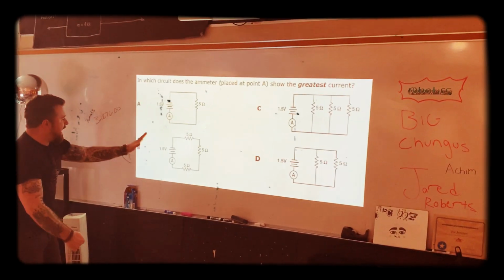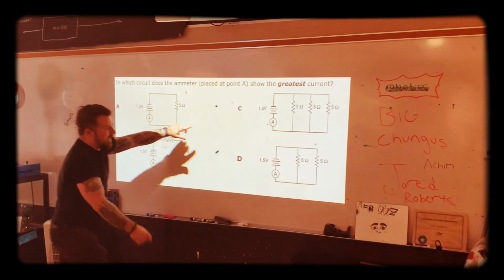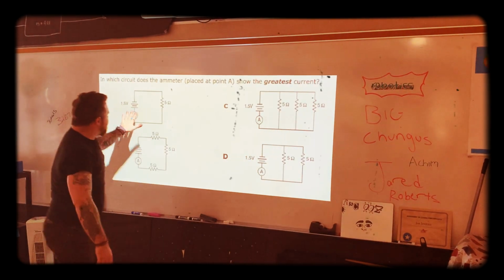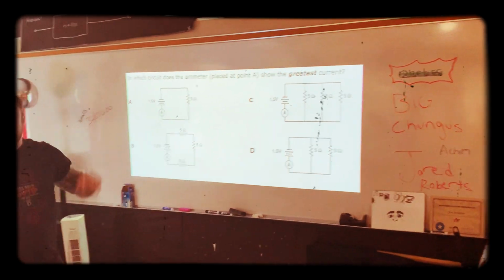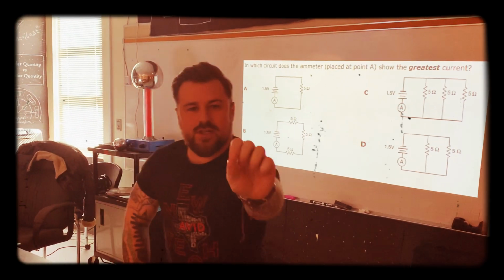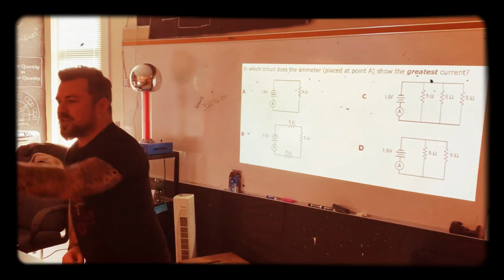So this question asks, here's the ammeter right here, it's got the A. It asks, which one of these ammeters in each of these different circuits is going to show the greatest current, the most current? Well, I got two types of circuit here.